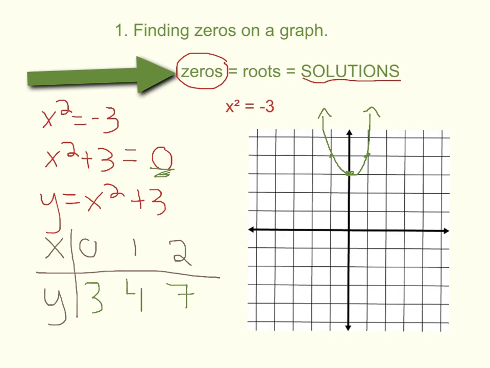And our solutions are always where our graph hits the 0. And you always have to look at the x-axis. Well, in this case, it never does. So this would be an example where there is no solution. And that makes sense because here, what value, when you square it, gives you a negative number? Well, nothing, because anytime you square a number, it will always go positive.